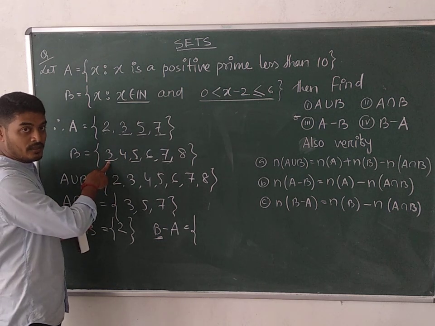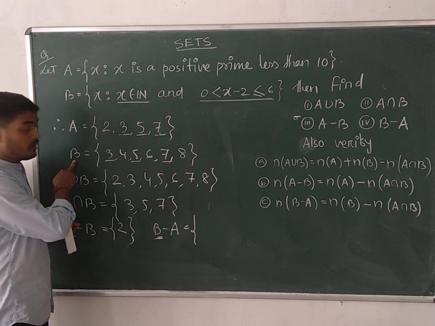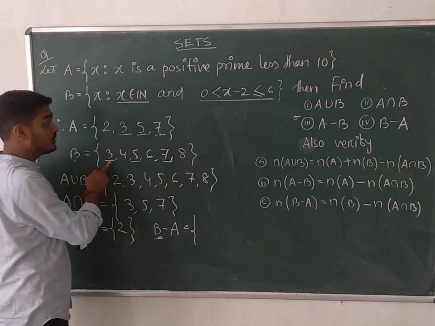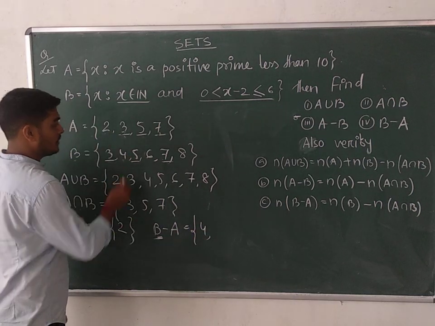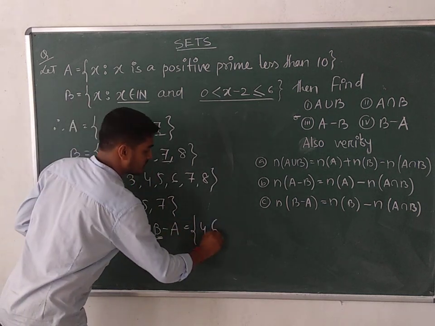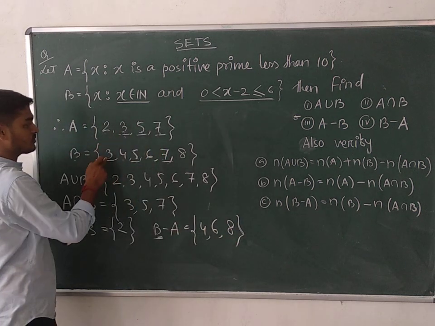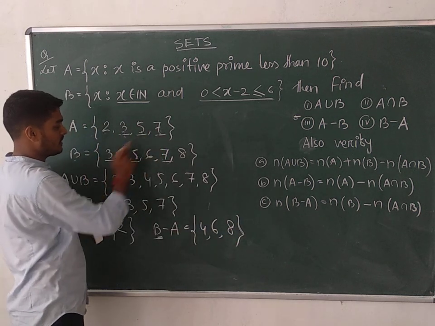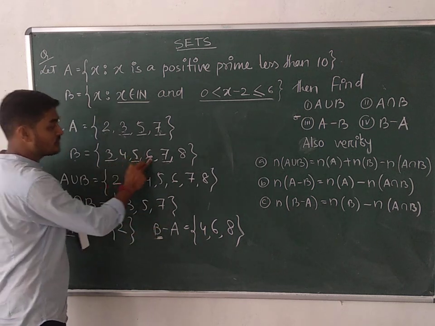Do you know why? Here you have to give the importance to the set B. You cannot consider 3 because 3 is there in A. You can easily consider 4. You cannot consider 5 because 5 is there in A. You can consider 6. You can consider 8 like that. In B minus A, 3 cancel, 5 cancel, 7 cancel. What are the remaining elements of B? 4, 6 and 8.